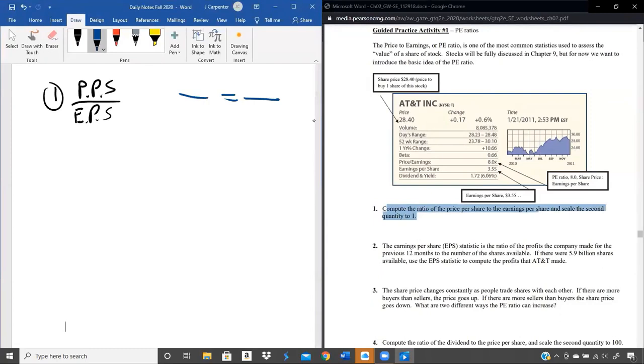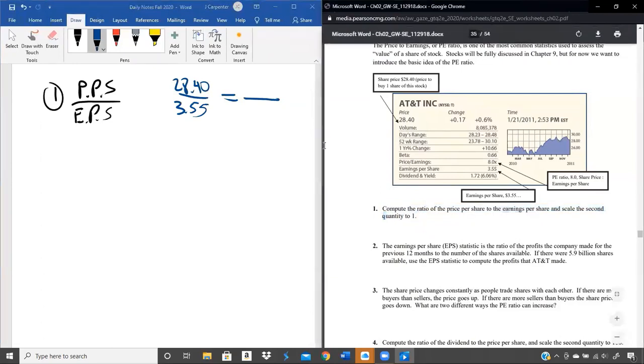What's the price per share? That's the 28.40. The earnings per share, use your eyes. Oh, that's this, right? No, it's not that. Oh, it's this, right? It's the beta. It's definitely the beta. No, it's the thing that says, pay attention, earnings per share. Earnings per share, and that number is 3.55. How did I know what the price per share was? I used my eyes and I paid attention. How did I know what my earnings per share was? I used my eyes and I paid attention.